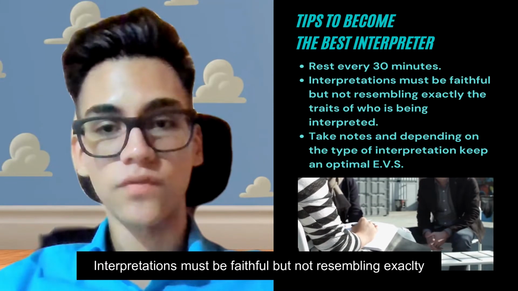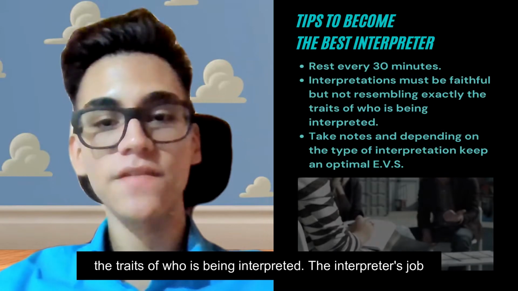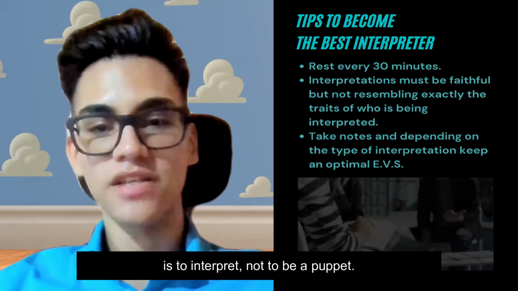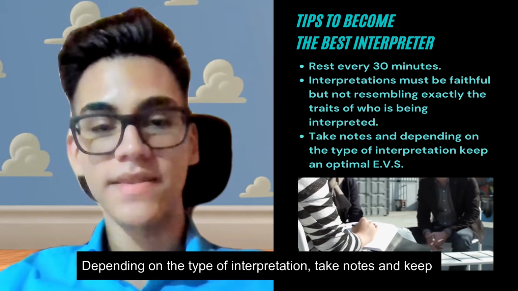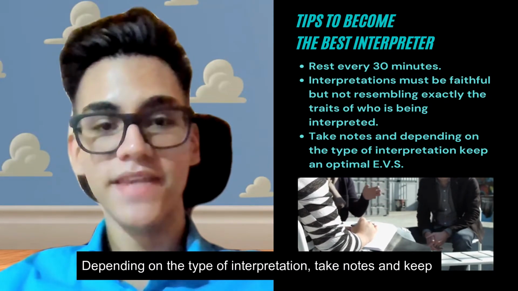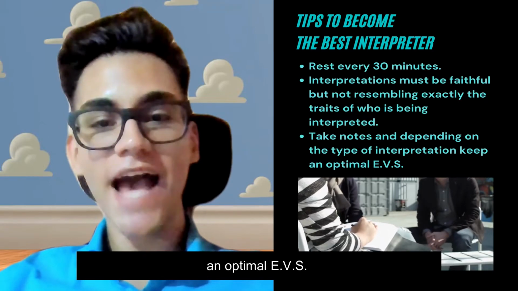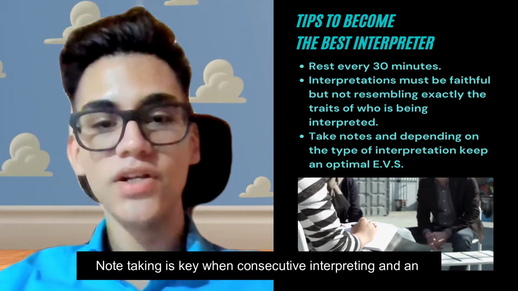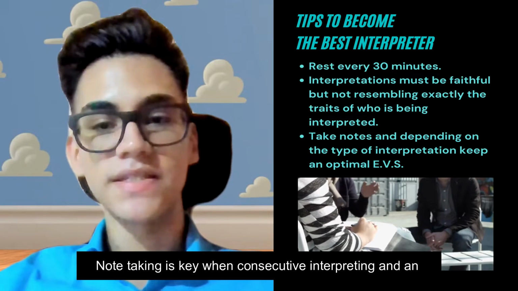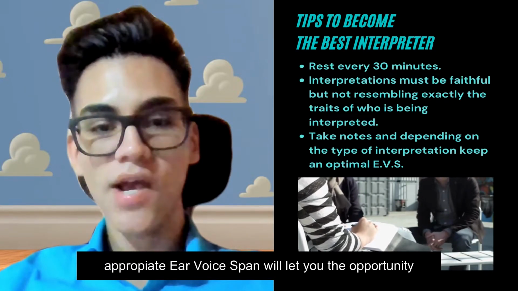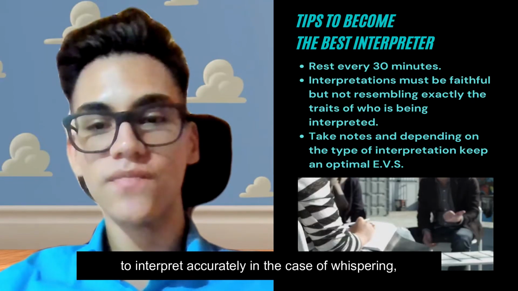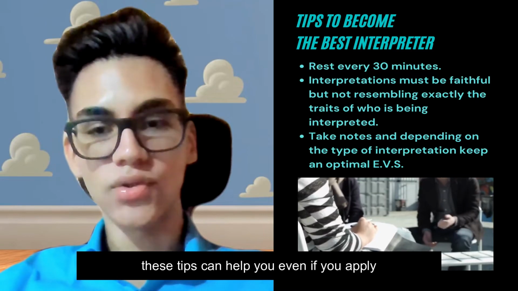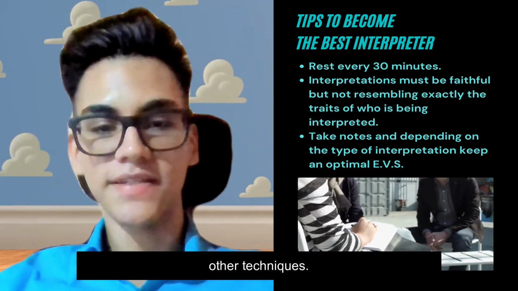Interpretations must be faithful, not resembling exactly the traits of whoever is being interpreted. The interpreter's job is to interpret, not to be a puppet. Depending on the type of interpretation, take notes and keep an optimal ear-voice span. Note-taking is key in consecutive interpreting, and an appropriate ear-voice span will give you the opportunity to interpret accurately in the case of whispering. These tips can help you even if you apply other techniques.